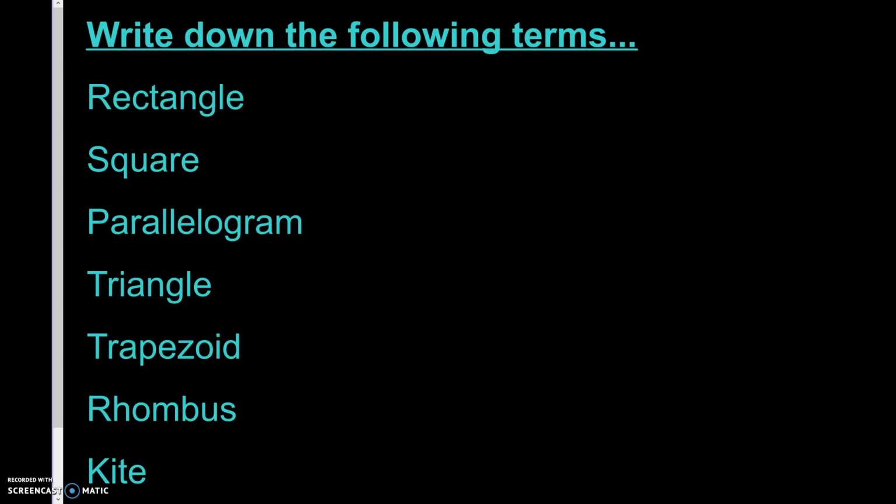All of these terms: rectangle, square, parallelogram, triangle, trapezoid, rhombus, and kite. We are going to be going through here today, and we're going to be writing all these formulas for area. So area formulas. If you know all of these formulas already in your head, then you should be good to go for now.